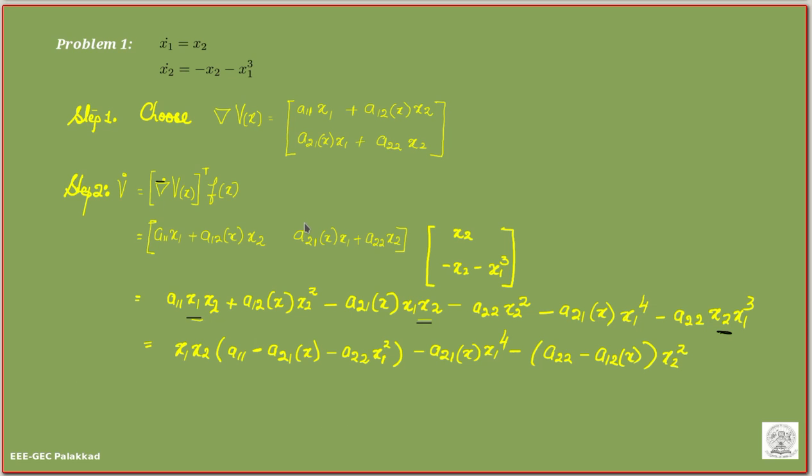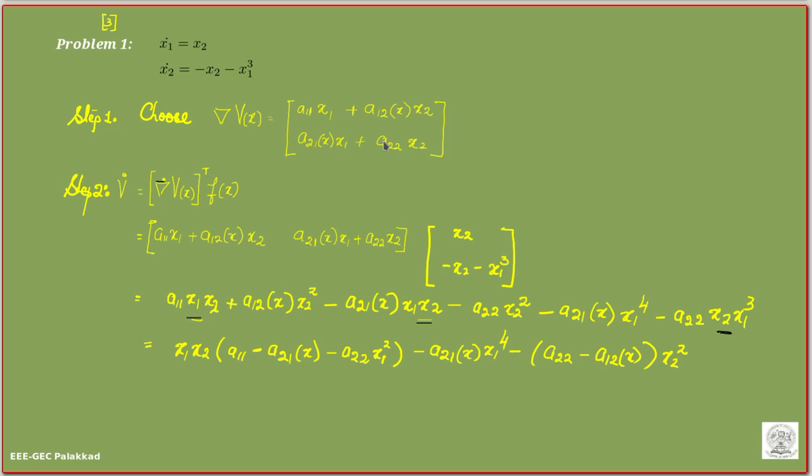So this is a problem that we have chosen here. This problem is from reference 3 that I have given in the references. The first step is to choose a Lyapunov function, the gradient of the function. So we are going to find the Lyapunov function from this gradient. We will define it as a11 x1 plus a12 x2, a21 x1 plus a22 x2.